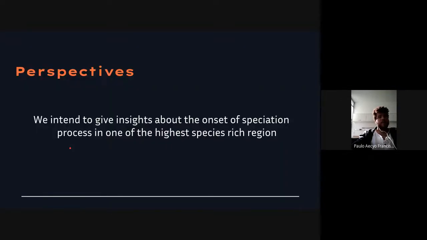And then, as a perspective, we intend to give insights about the onset of the speciation process in one of the highest species-richness regions of the world.